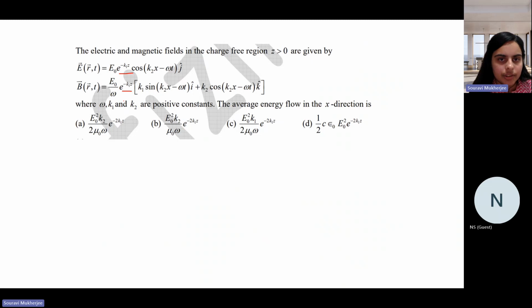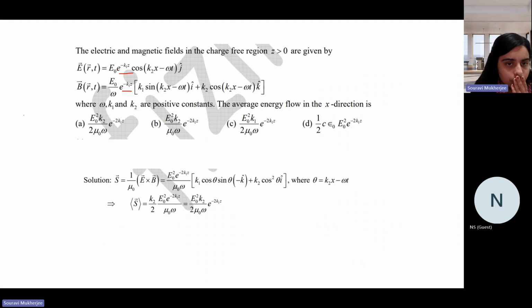So when we talk about energy flow, what should we do? We should look at E cross B, right? Because this is what gives us the energy flux. Now if you do E cross B, you have to find the average of it. So these are straightforward questions. So the answer should be E naught square k2 by 2 mu naught omega. So this is your answer, right?